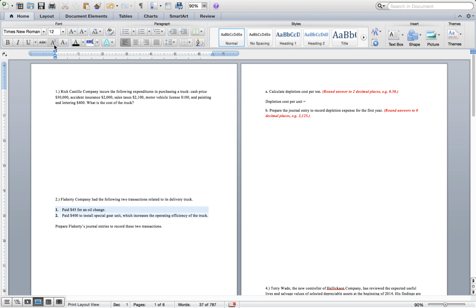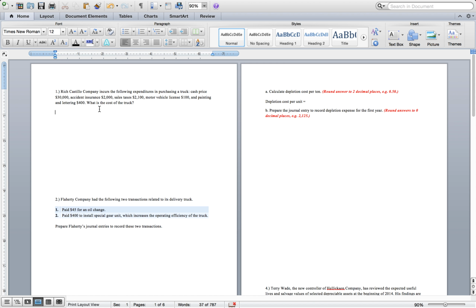Okay, for today's lesson I'd like to go over long-term assets. Okay, let's start with the first one. This first one says here, Rick Castillo Company incurs the following expenditures. He just bought a brand new truck. Got a cash price, accident insurance, sales tax, motor license vehicle fees, painting and lettering.